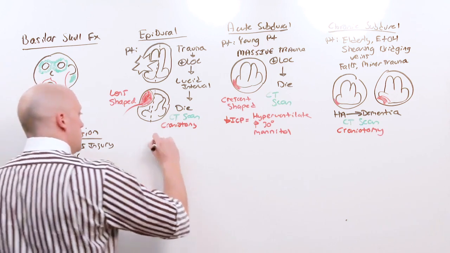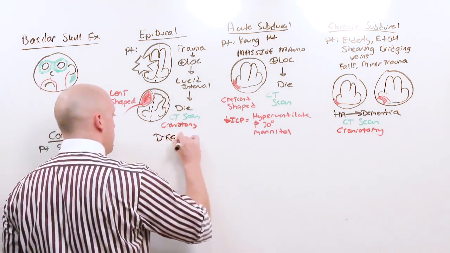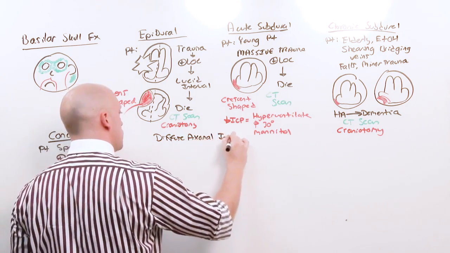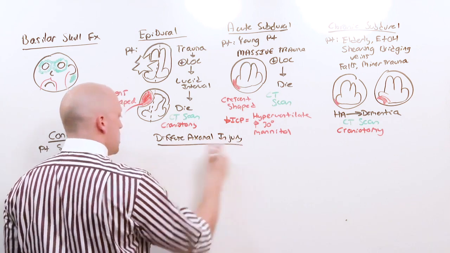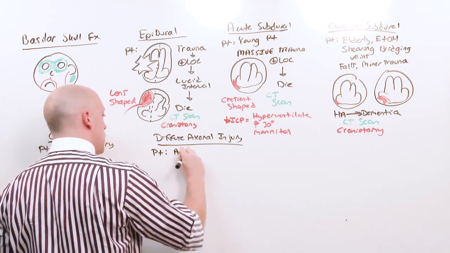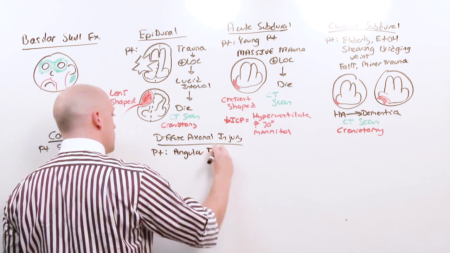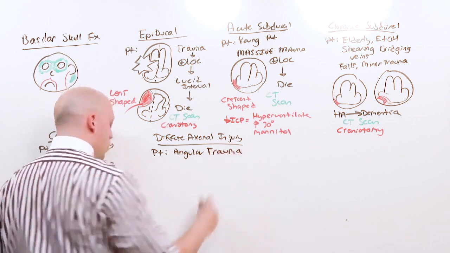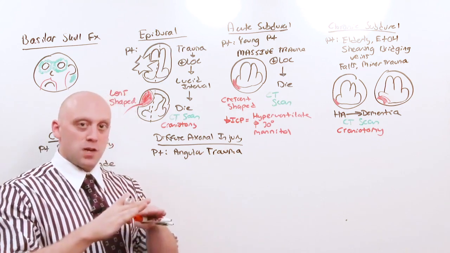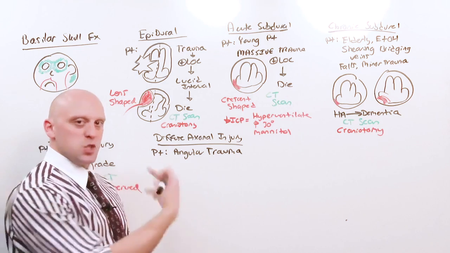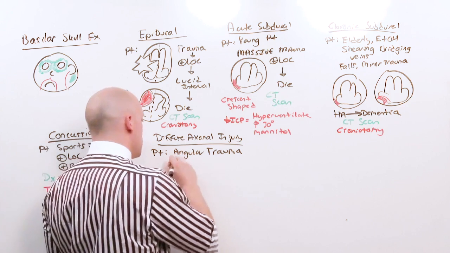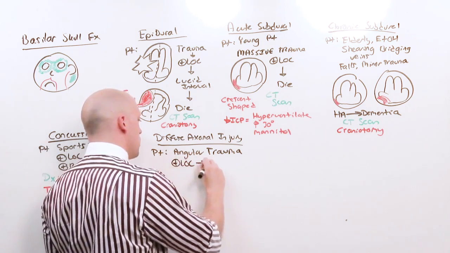Diffuse axonal injury will have a very classic presentation. You won't miss it, especially in the vignettes on the boards. The patient must have angular trauma. They have to spin. And the way this is going to work is someone's in their car going really fast, and all of a sudden someone clips them on the side, and their car goes out of control, and they spin a lot. Angular trauma, loss of consciousness, no recovery into a coma.